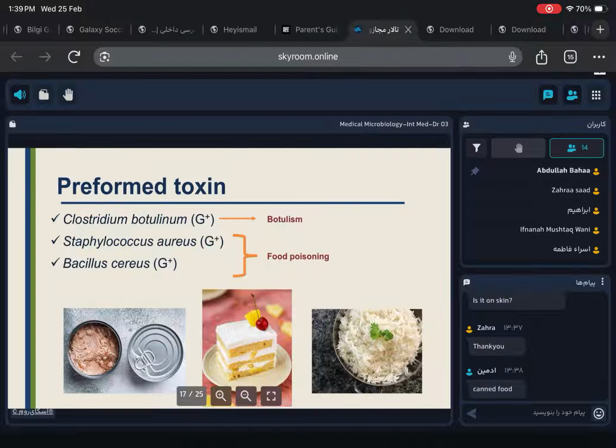And we have Staphylococcus aureus. It's a gram-positive bacterium, and you will be learning about this bacterium in your future sessions. Sometimes custard-filled pastries are contaminated with this bacterium. So Staphylococcus aureus produces its toxins inside the food, inside these custard-filled pastries. And if we consume this contaminated pastry, we develop food poisoning.